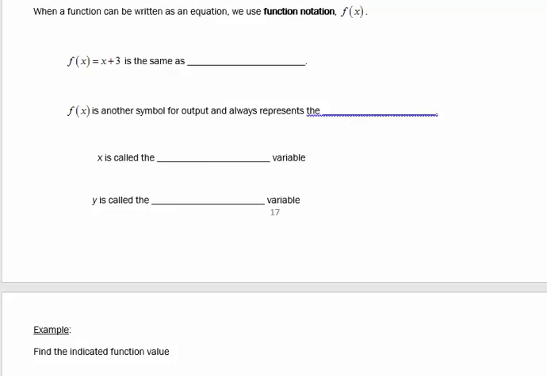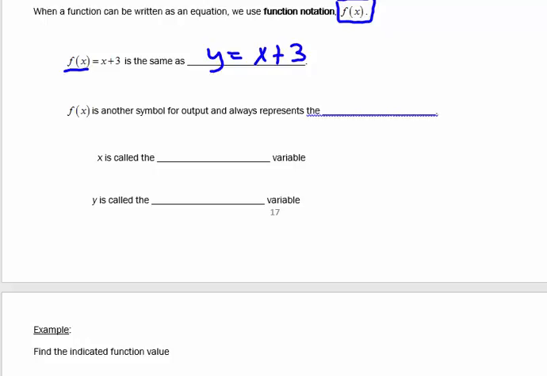So now let's talk about function notation. When a function can be written as an equation, we use function notation. We call this f of x. It's not multiplication. I know parentheses sometimes means to multiply, but this is function notation, f of x, or f evaluated at x. When you see function notation f of x, you can think of it as y equaling x plus 3. Now, f of x could be y, but y cannot just change back into f of x. So make sure you understand with function notation, you can think of it as y.